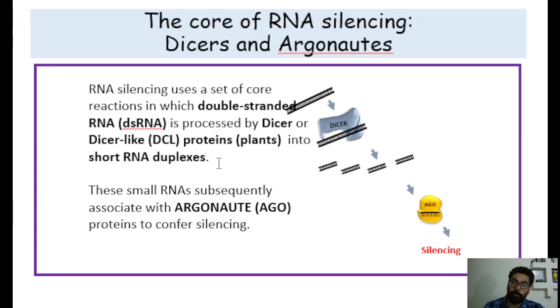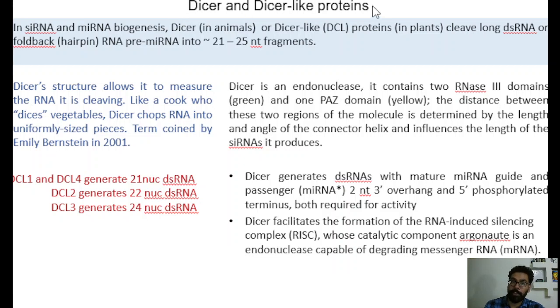These chopped off RNAs are subsequently associated with the Argonaute protein that takes them to the silencing complex for further processing. Coming to the dicer and dicer-like protein, it is the most important protein because it identifies the double-stranded RNA, and the chopping action is performed by the dicer. It is known as dicer in animals, but dicer-like protein or DCL in plants. Okay, and it usually generates 21 to 25 nucleotide fragments.